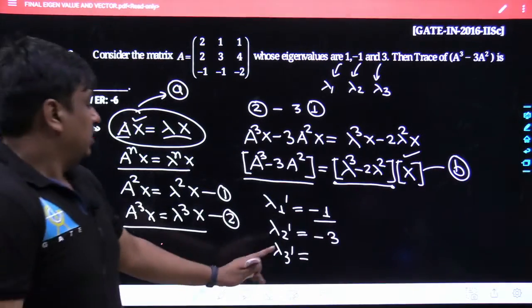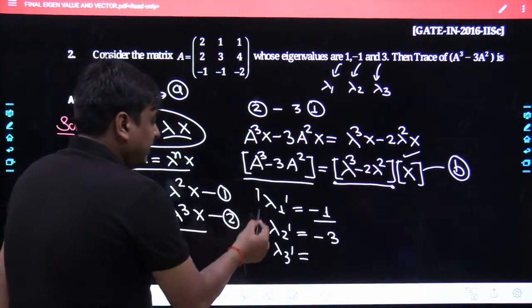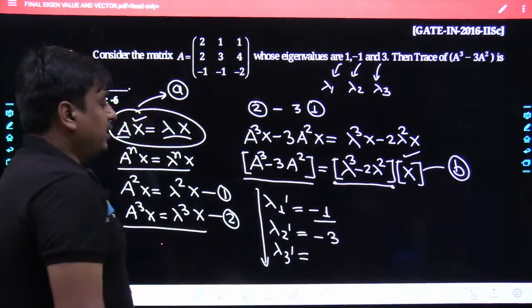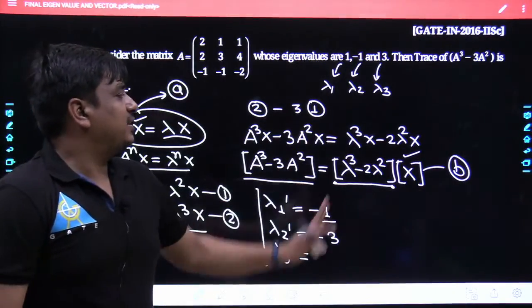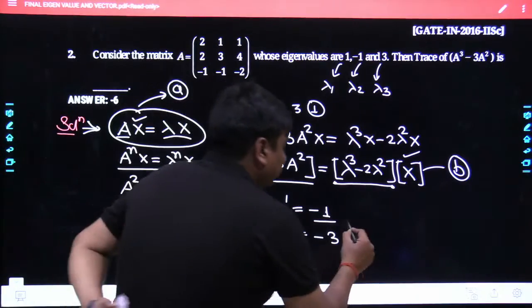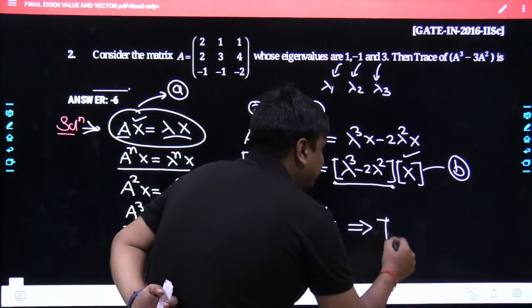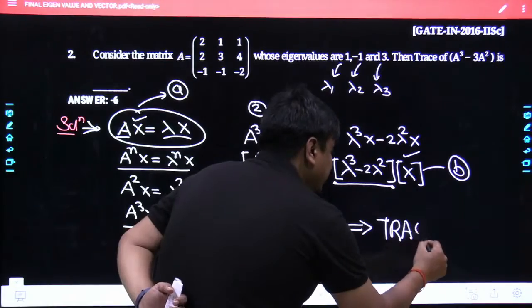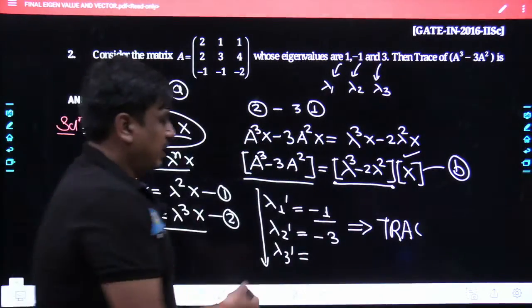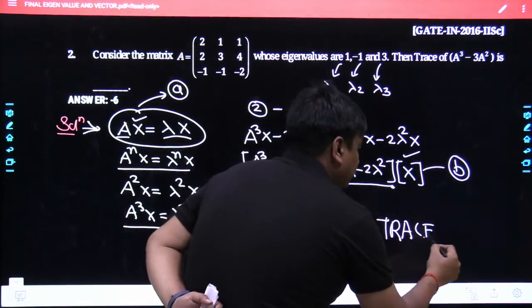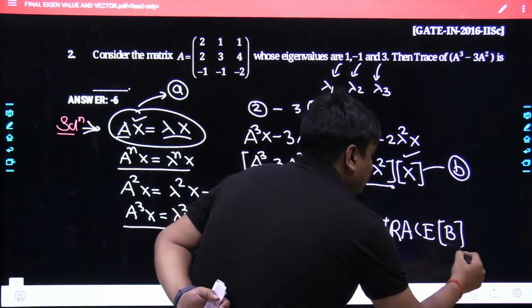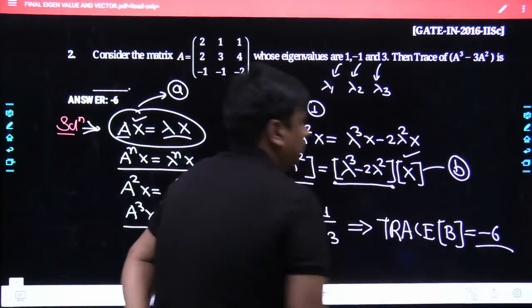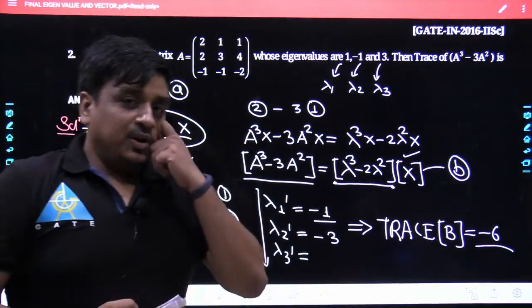Is that part clear? So once you add them together, lambda 1 dash, lambda 2 dash, and lambda 3 dash, that would be equal to the trace of the new matrix for which they are the eigenvalues. I can call it the trace of the new matrix B, and once you add them together, the result is simply going to be minus 6.